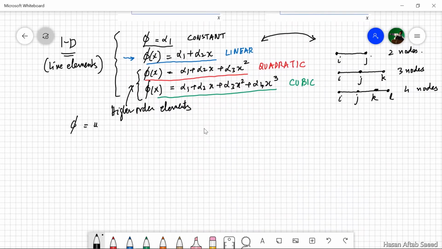Let's see what happens in 2D. If it's a 2D problem, first of all, line elements are not going to do it. You are familiar with plane stress, plane strain problems. You have to discretize a plane, and you can only discretize a plane by using area elements.